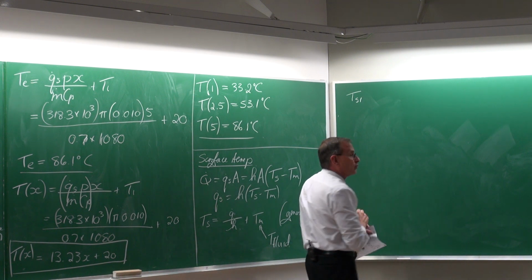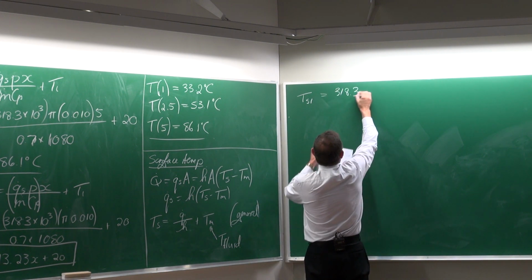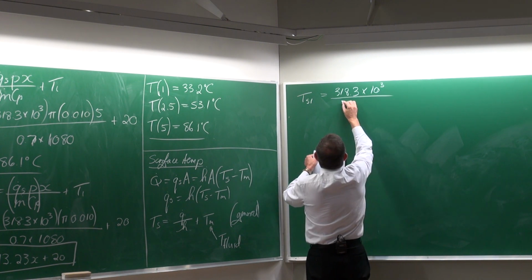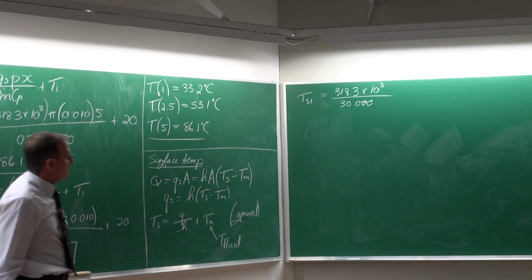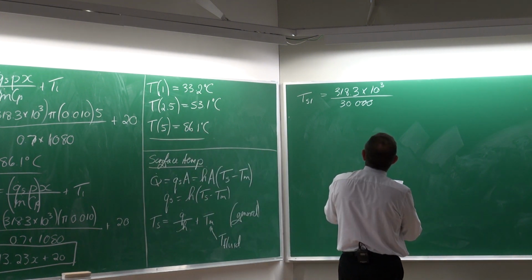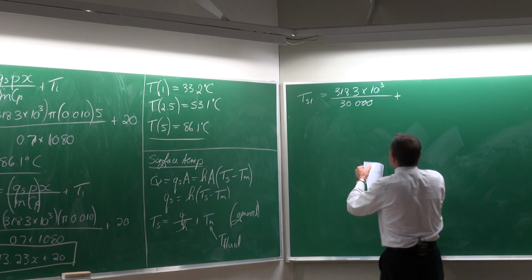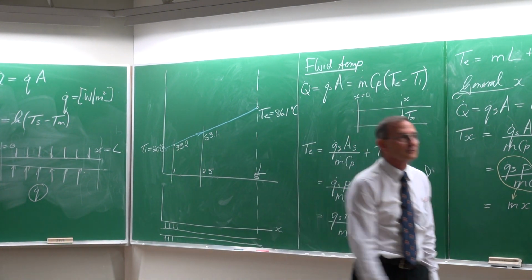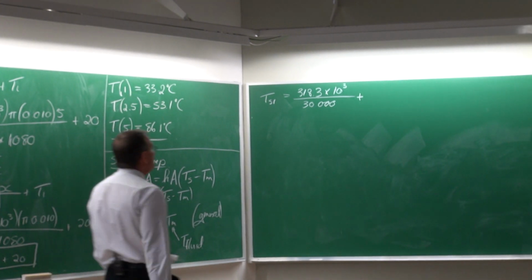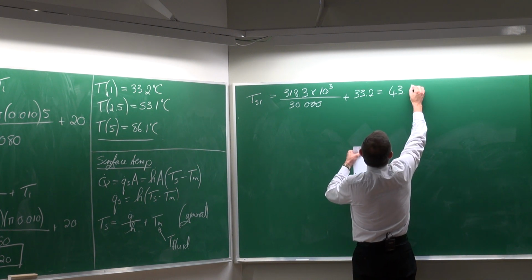So the surface temperature at 1 meter, Ts1, is equal to the heat flux, which is 318.3 kilowatts per square meter, divided by the heat transfer coefficient at 1 meter. At 1 meter, I've given the heat transfer coefficient as 30,000 watts per square meter degrees Celsius, plus Tm. And Tm at 1 meter, if we go back and look at the graph, the fluid temperature is 33.2. So plus 33.2, which gives us the surface temperature of 43.8 degrees Celsius.